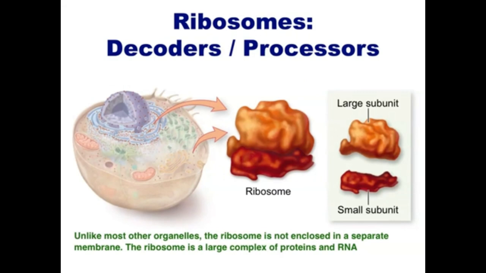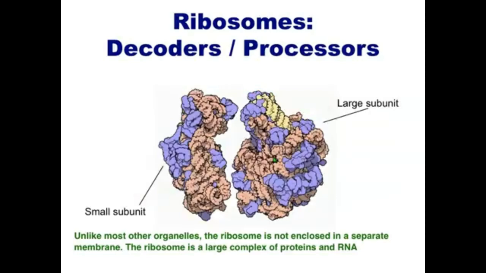The ribosome is unlike most of the other organelles we have talked about, since it's not a separate membrane-bound compartment. Instead, the ribosome is a large complex of several different proteins and RNAs, grouped into two different subunits, the large and the small. These subunits join together to read the genetic instructions, acting like a little molecular decoding machine. This decoding process is known as translation.